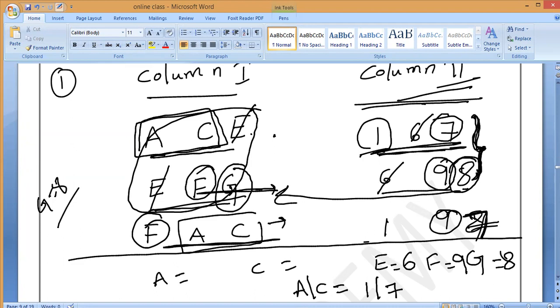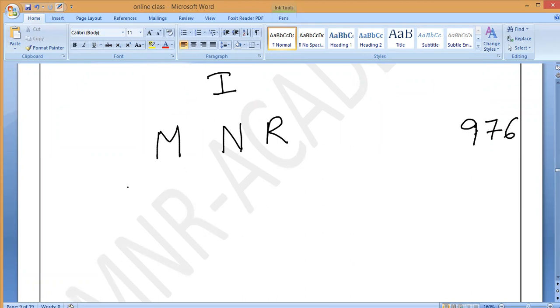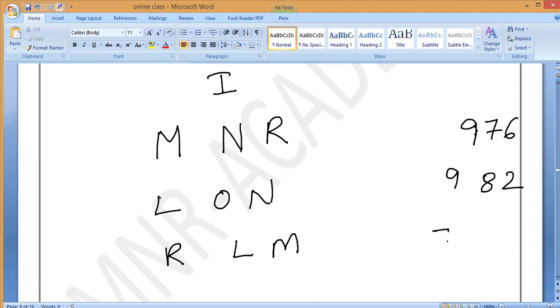Next, similar question. This is column 1. MNR code is 9, 7, 6. LON code is 9, 8, 2. LM code is 7, 6, 2.